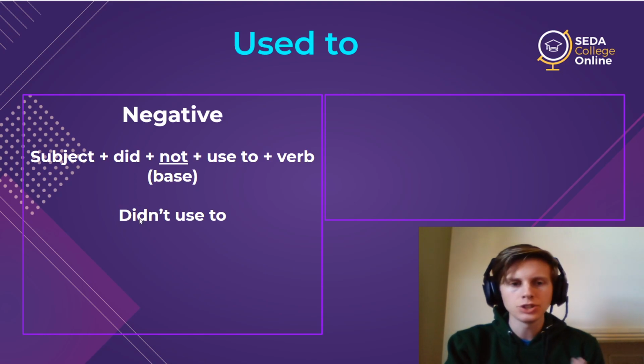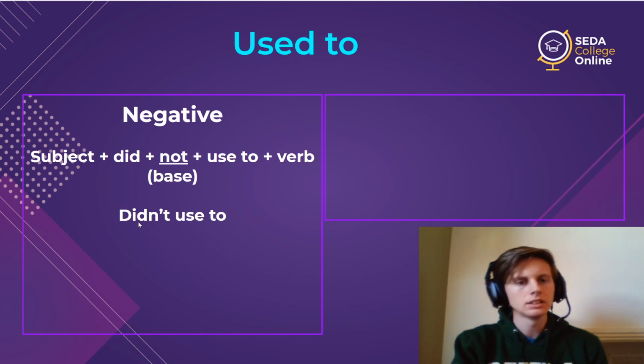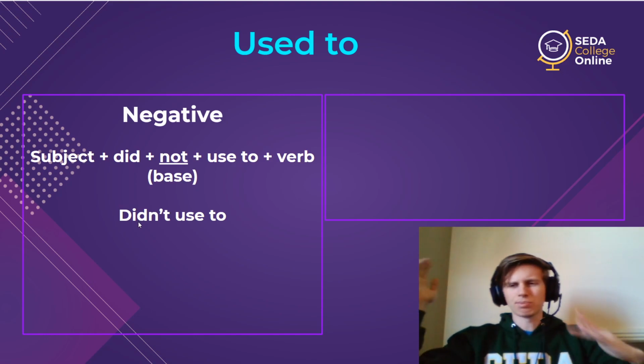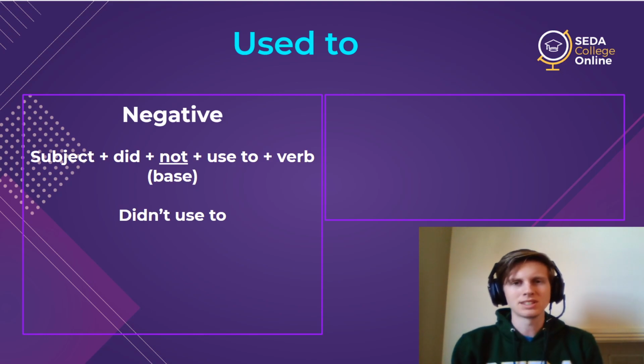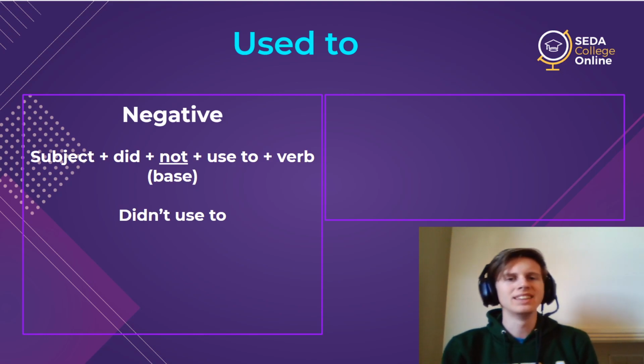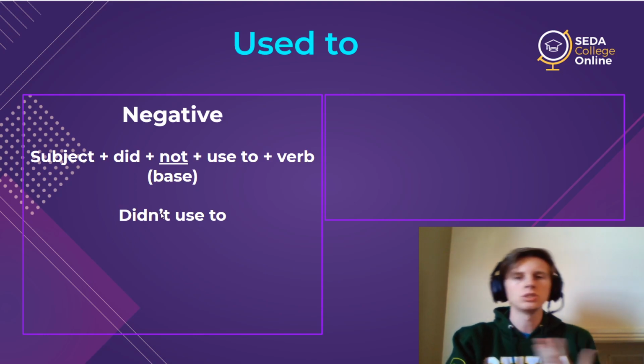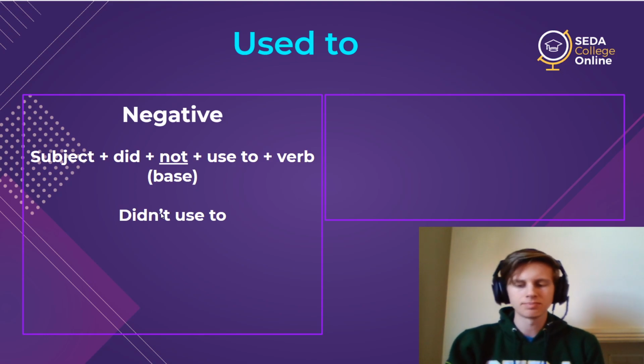So I add do, past tense did. Yeah, I realize there's a lot of steps in the process. Maybe it's a lot to think about. But don't worry, you don't have to think of all the steps. You can always just remember didn't used to, didn't used to, positive, negative.